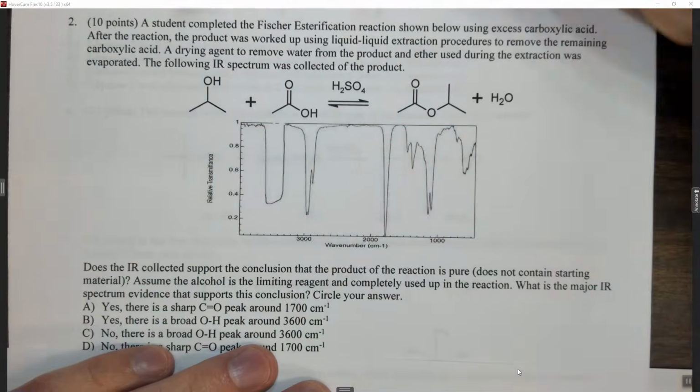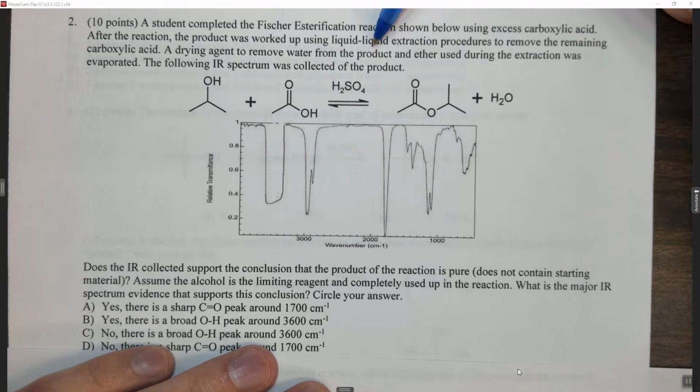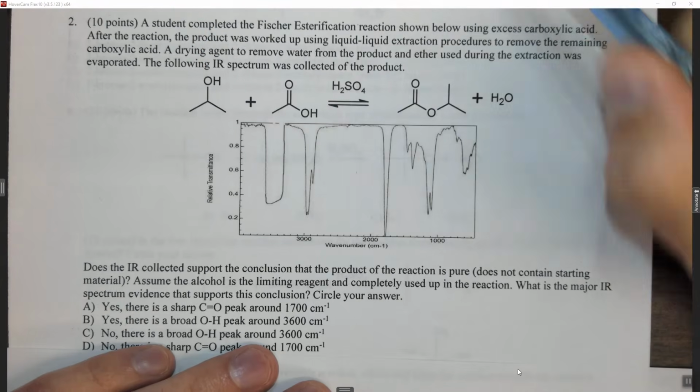All right, this question says a student completed the Fischer esterification reaction shown below by using excess carboxylic acid. So an excess of this one, the carboxylic acid, this one's acetic acid, the stuff you'd find in vinegar. After the reaction, the product was worked up using liquid-liquid extraction procedures to remove the remaining carboxylic acid. A drying agent was used to remove the water from the organic layer, and then the ether, the organic layer, was dried up using evaporation. The following IR spectrum was obtained.